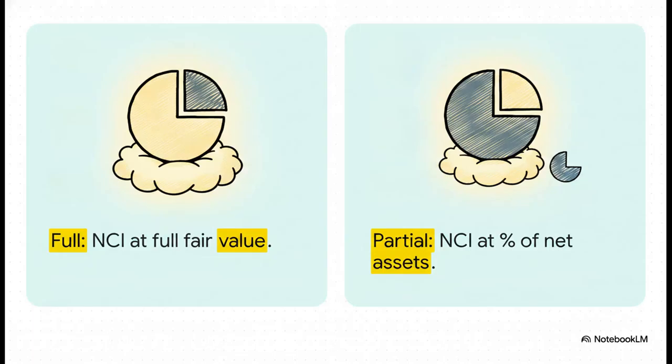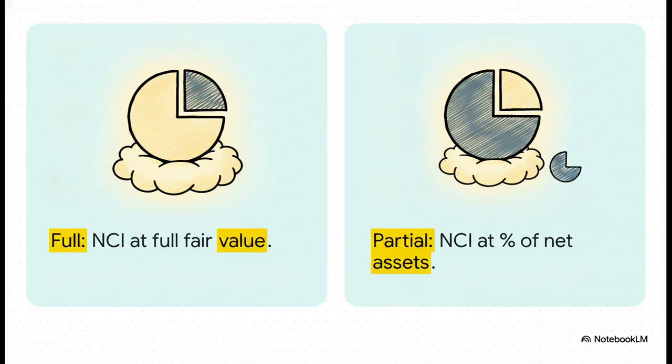Now, when you establish that NCI at the date of acquisition, you actually have a choice in how to measure it. The full goodwill method measures NCI at full fair value, which means both the parent and the NCI share in the goodwill. But US GAAP allows a specific election, the partial goodwill method. Under partial goodwill, NCI is measured at its percentage of identifiable net assets only, meaning the goodwill is attributable to the parent only. Just remember, this partial goodwill method is uniquely a US GAAP election, and you decide it acquisition by acquisition.